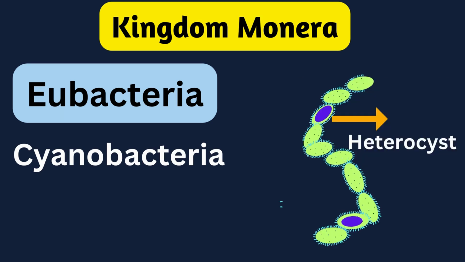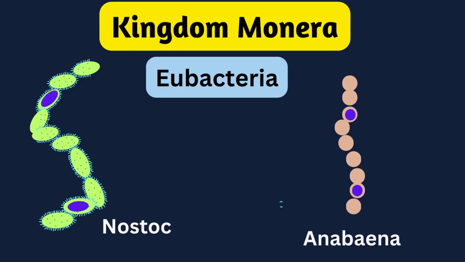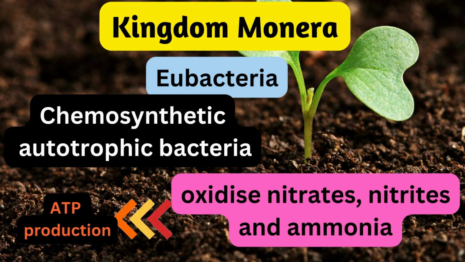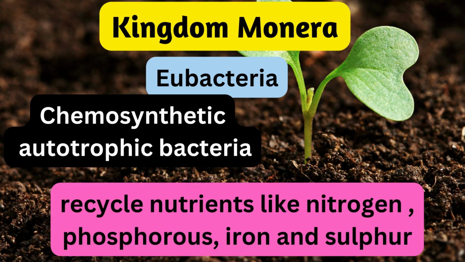Some of these organisms can fix atmospheric nitrogen in specialized cells called heterocysts. Example, Nostoc and Anabaena. Chemosynthetic autotrophic bacteria oxidize various inorganic substances such as nitrates, nitrites, and ammonia and use the released energy for their ATP production. They play a great role in recycling nutrients like nitrogen, phosphorus, iron, and sulfur.